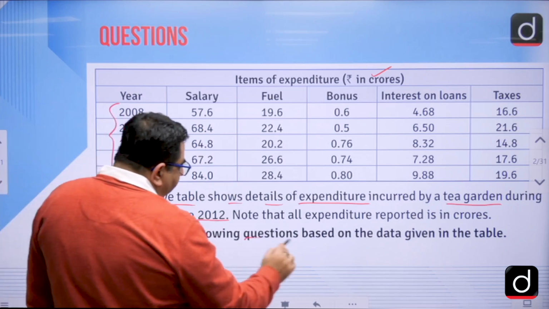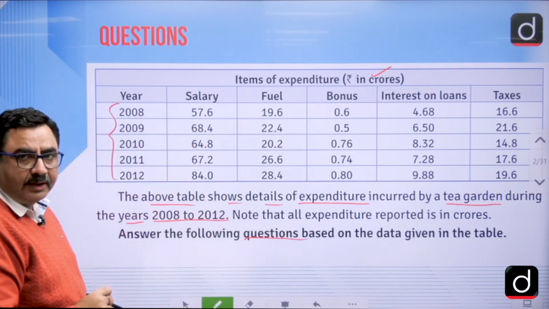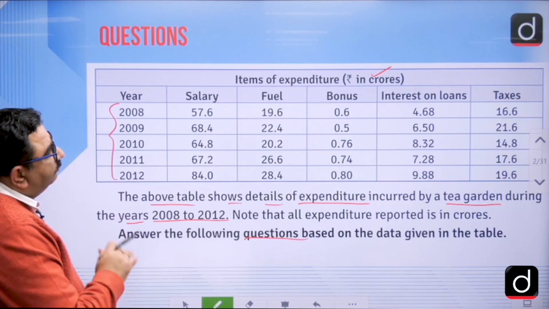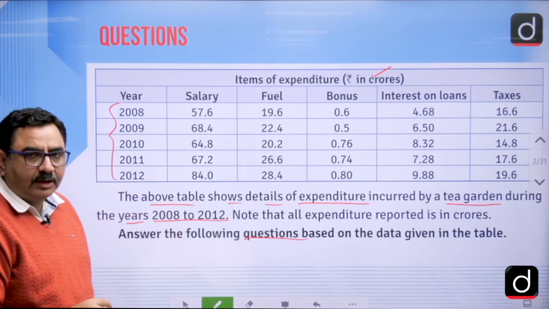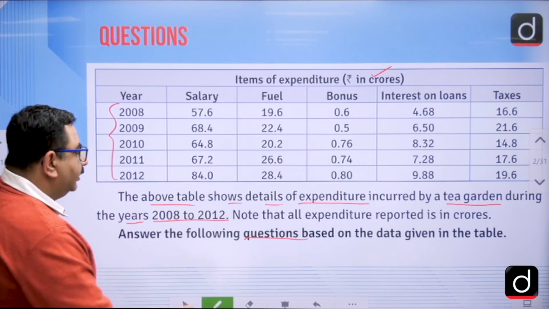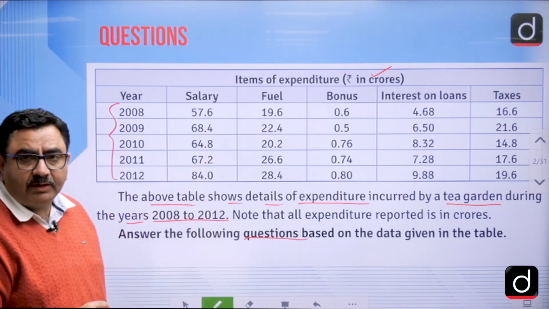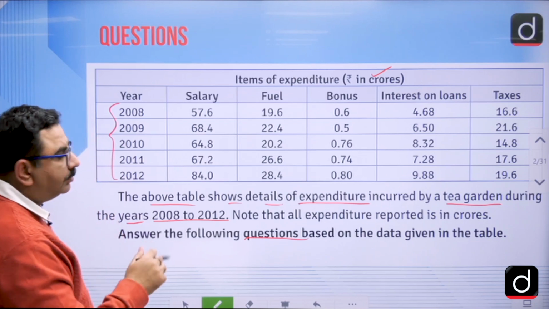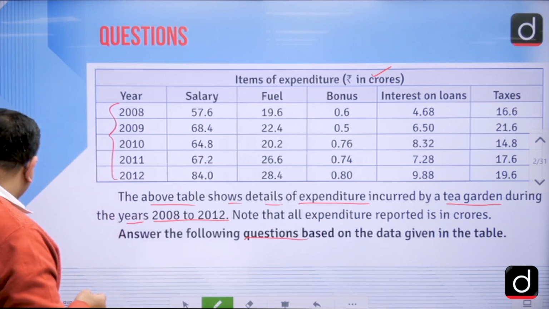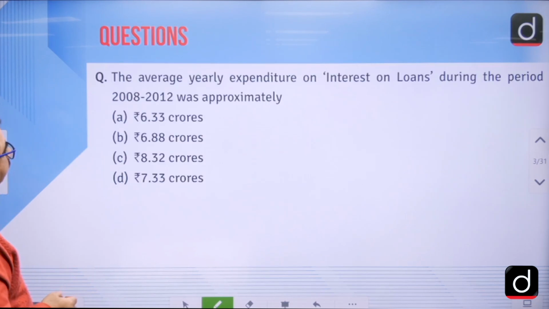Now we have to answer the following questions based on the data given. Whenever you see any question based on DI, you should read the instructions carefully and you should understand what is given in the table, or maybe some graph. So let's start with the questions here.